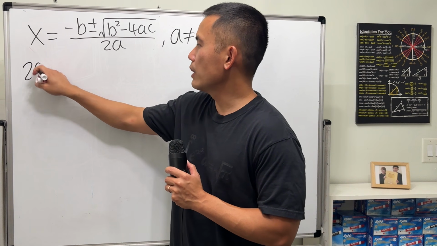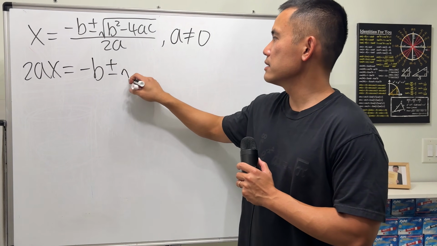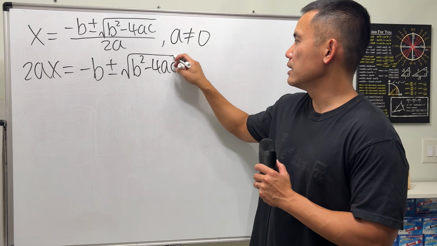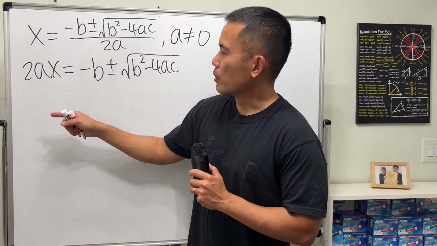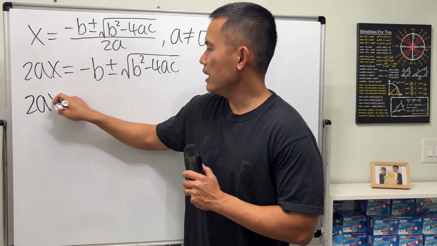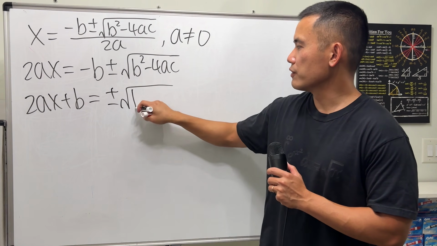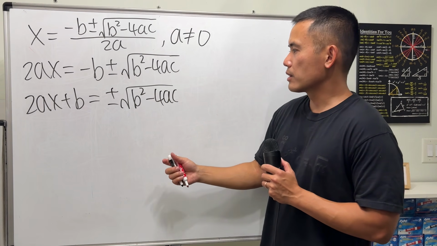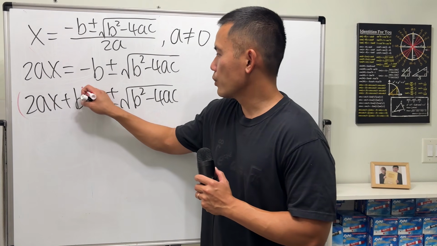So we have 2ax is equal to negative b plus or minus square root of b squared minus 4ac. And let me just add b to both sides. So we have 2ax plus b is equal to plus or minus square root of b squared minus 4ac. Now, let's go ahead and get rid of the square root. To do so, we will square both sides.